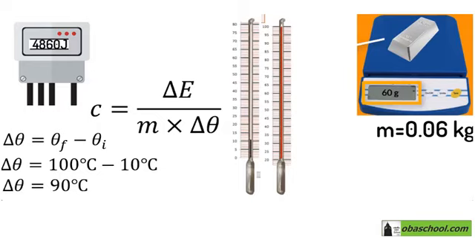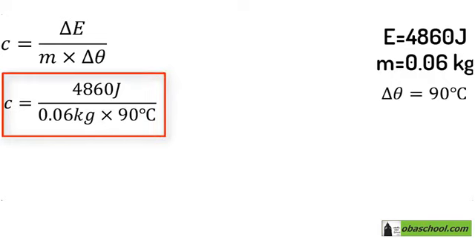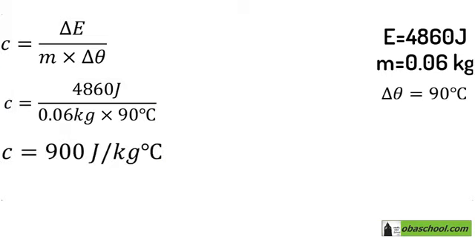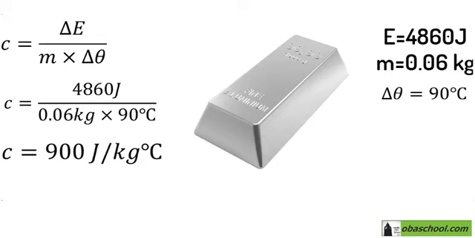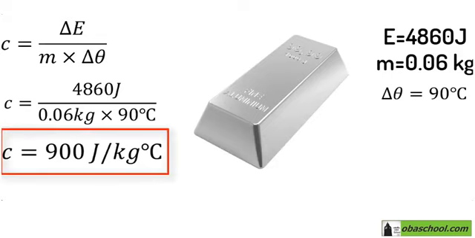Therefore, c is equal to 4,860 joules divided by 0.06 kilograms multiplied by 90 degrees Celsius, which gives an answer of 900 joules per kilogram per degree Celsius. Therefore, the specific heat capacity of the aluminum block is 900 joules per kilogram per degree Celsius.